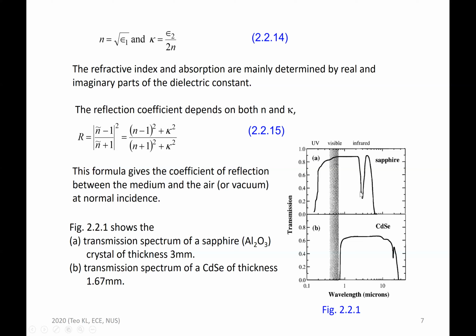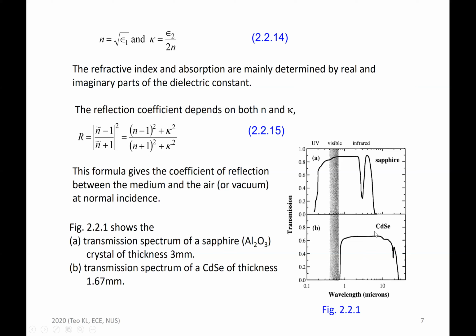And then there's a dip in the infrared region, about 3 micron. And then there's a peak, and then it drops very suddenly in the infrared region. So all these dips and drops in the transmission are due to the vibrational absorption, basically absorption by the lattice, or sometimes we call that the phonon absorption.